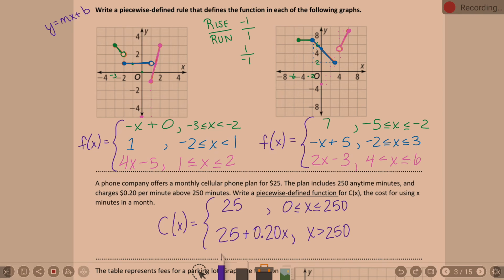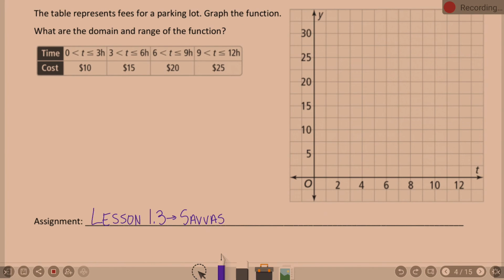Okay, the bottom one is another piecewise function. Officially, I'm going to call it a step function, and you'll understand once we graph it why I'm calling it a step function. But it's just a specific type of piecewise function. So this table represents fees for a parking lot. Graph the function, and then we'll talk about domain and range. So we've got time intervals here. Every 3 hours: 0 to 3, 3 to 6, 6 to 9, 9 to 12. And we have costs for each of those time intervals: $10, $15, $20, and $25.